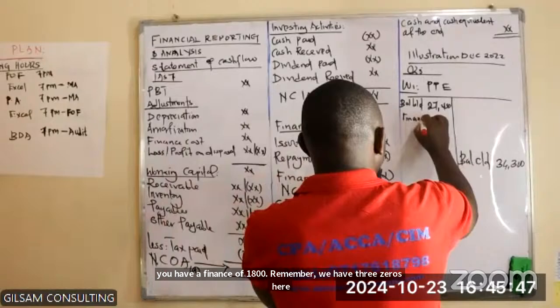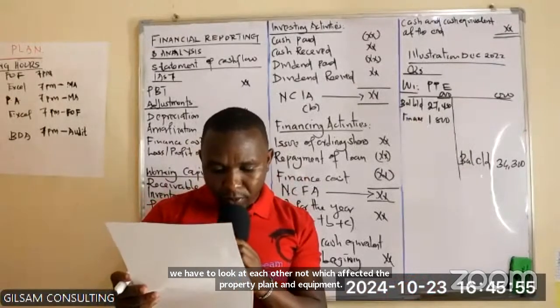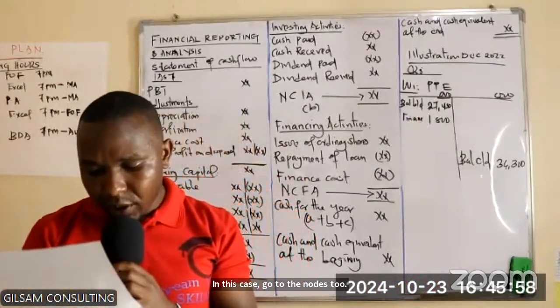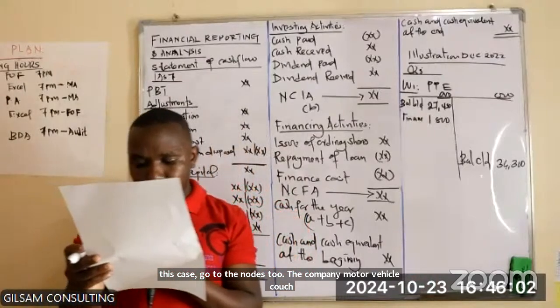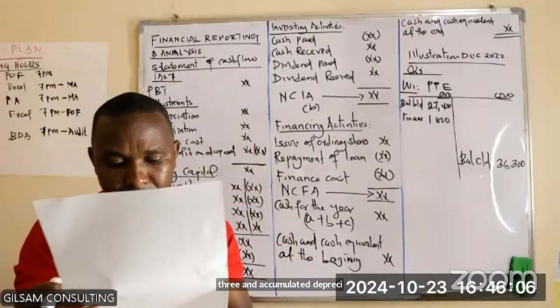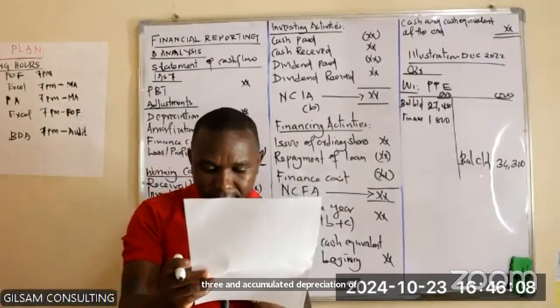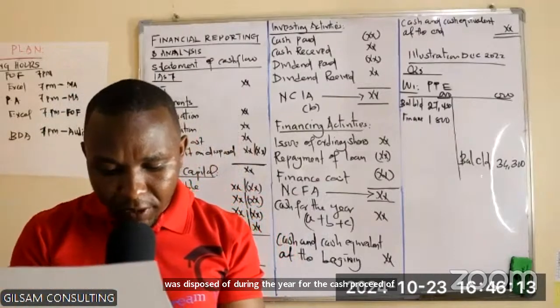Then we have to look at which other note affects the property, plant and equipment. In this case, go to note 2. The company's motor vehicle, a Hulch light, with a cost of 26.30 and accumulated depreciation of 11.65, was disposed of during the year for cash proceeds of 1.81. The profit on disposal has been included in other operating expense.